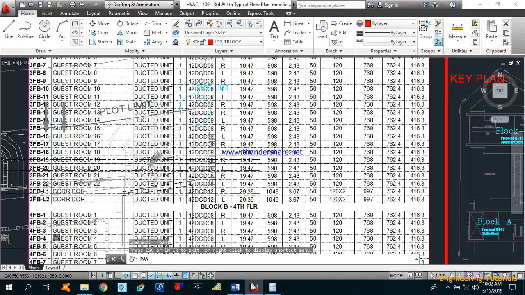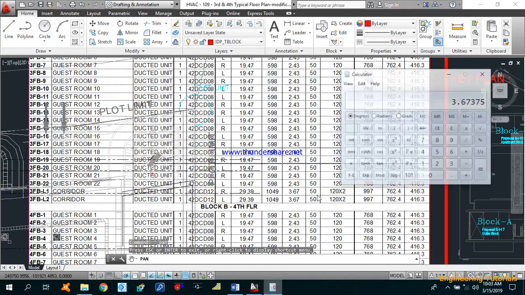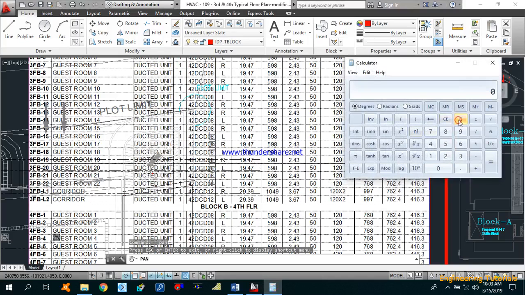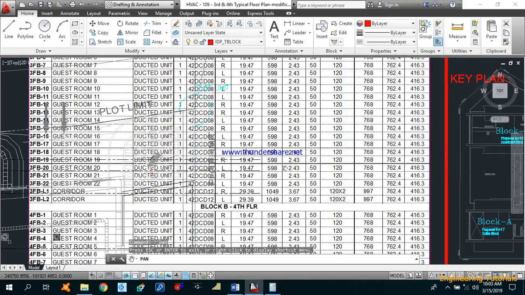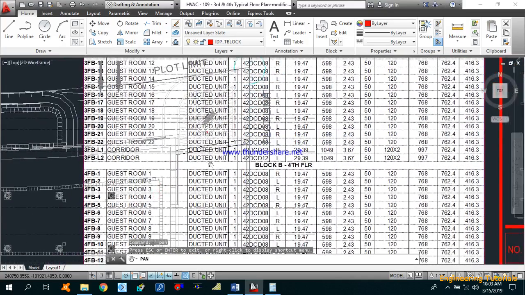In the same way you can do it for other machines, like this one with 19.47 MBH load. Divide by 12 and you get the tonnage, and if you multiply it by 1.5, you get the GPM. That is 2.43 GPM required for this machine, as you can see here. So let's move to the pipe sizing now.